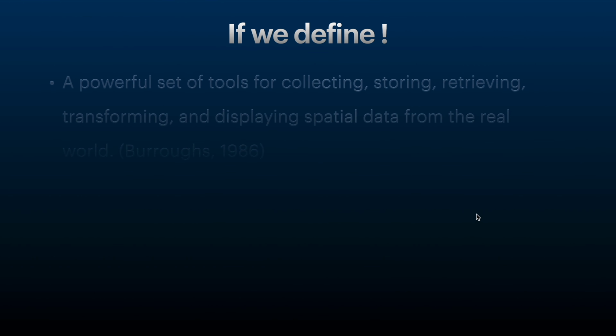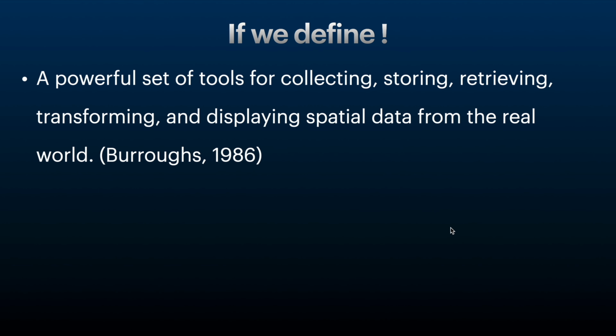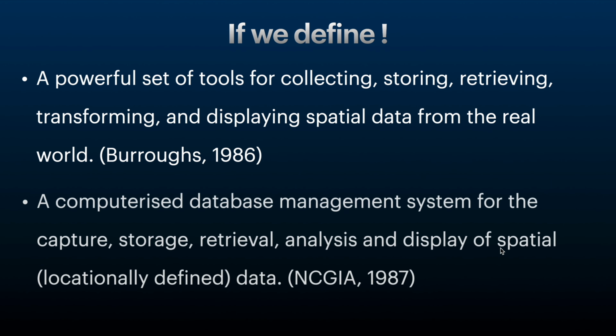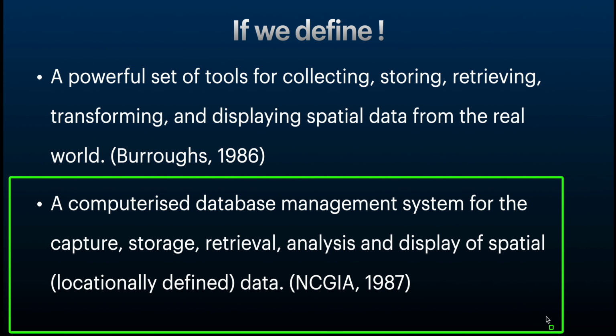If we define what GIS is, it is a powerful set of tools for collecting, storing, retrieving, transforming, and displaying spatial data from the real world. So this is one definition. Another definition is a computerized database management system for the capture, storage, retrieval, analysis, and display of spatial data. This second definition is more interesting and easy to remember.